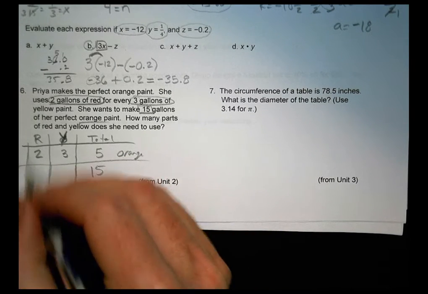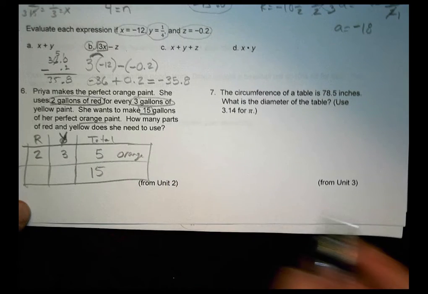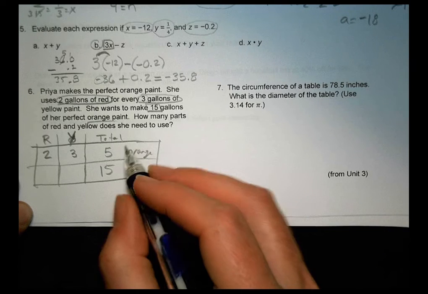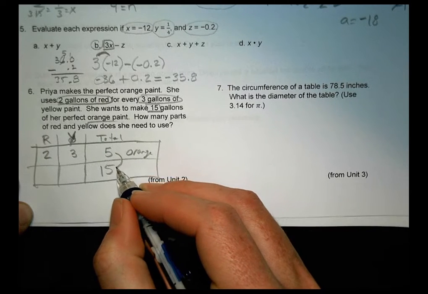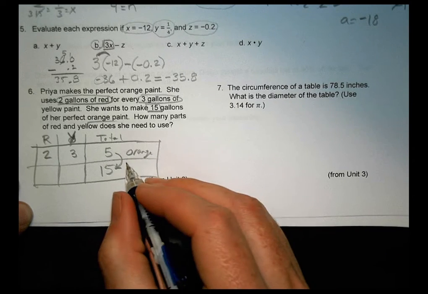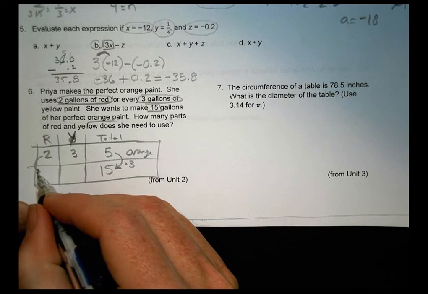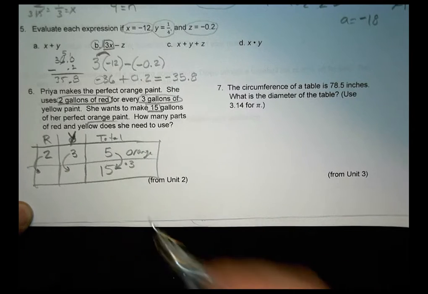And because we set it up like a nice table, we should be able to find that vertical relationship using multiplication or division. In this case here, how do you get from 5 to 15? You multiply by 3. So you want to do the same thing here and the same thing here, and then you have your answer.